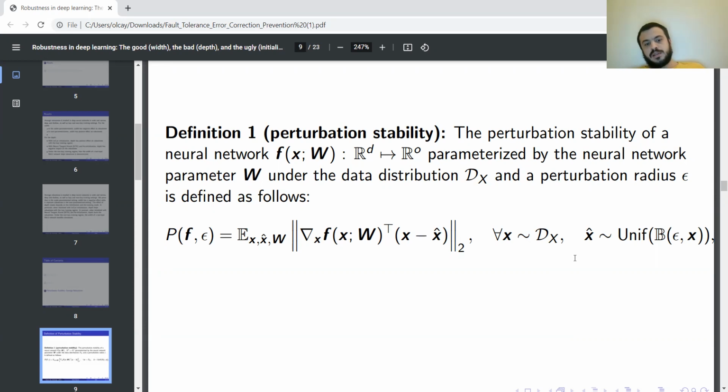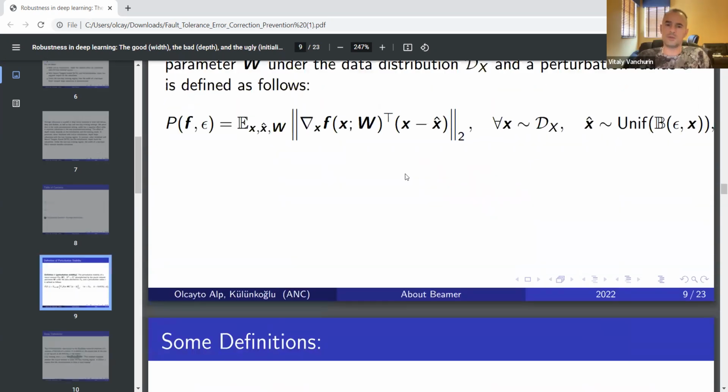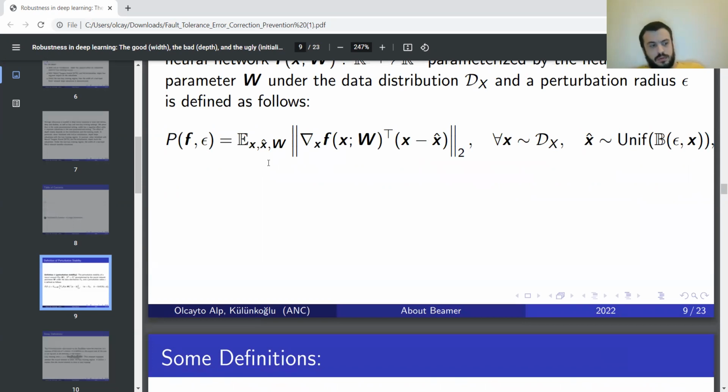It is a random variable from the distribution. Yes, from the random distribution. Okay, and I'm trying to understand what this is telling you. So you are differentiating, taking the gradient of f with respect to x around x hat. Is that the idea here?